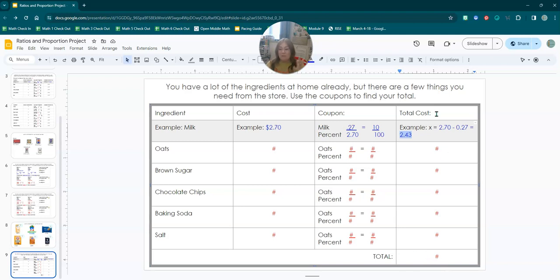And then you're going to tell me how much you are buying. So when you find this total, do not include the milk. I'm going to add that right there. Do not include the milk. So that was just the example. So blue is the example. Red is what you need to fill out to complete your cookies.